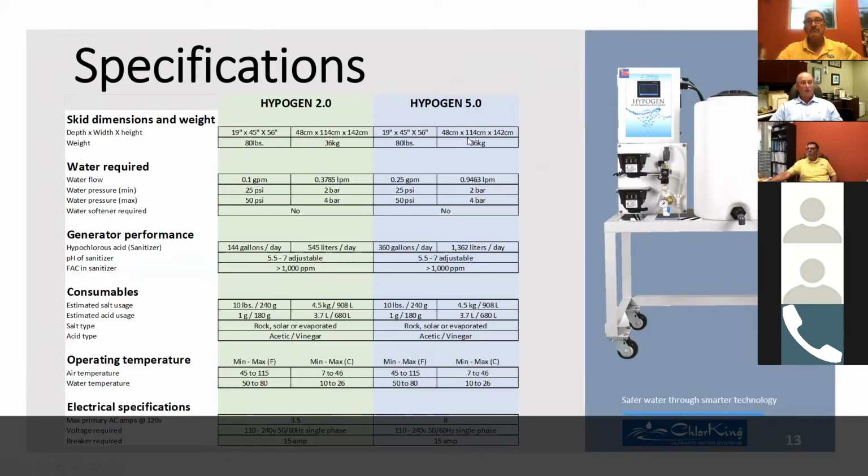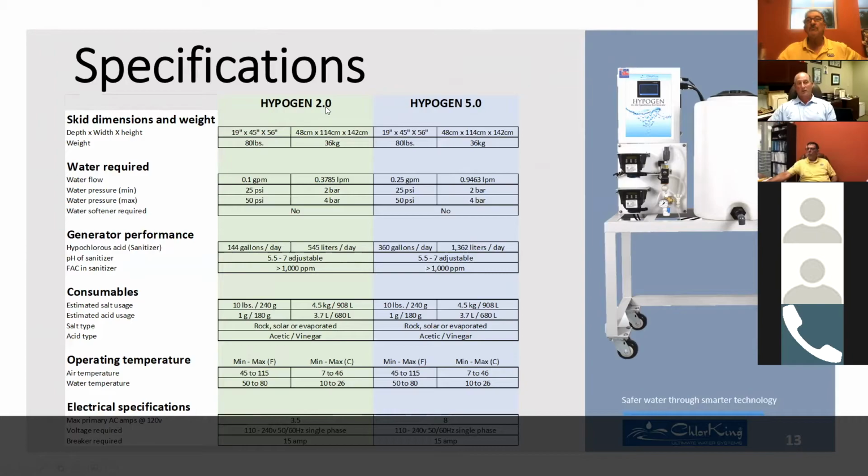The Hypogen 2 and the 5 are the most popular models. We have a bigger one, which is the Hypogen 25, which makes really a ton of solution. So it's probably not effective for most of the markets that we're in right here. Both of them sit on a skid. The one produces 0.1 gallon a minute and the other produces 0.25 gallons a minute. So the real difference between these two machines is one fills that tank at 6 gallons an hour and the other one fills that tank at 15 gallons an hour. So it's simply the speed at which it fills that gallon.